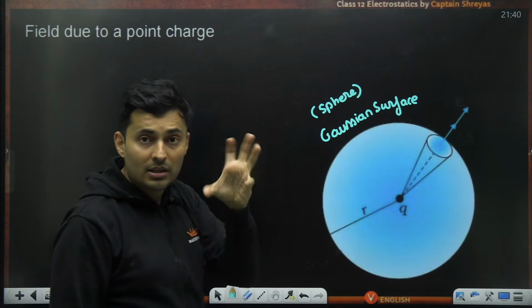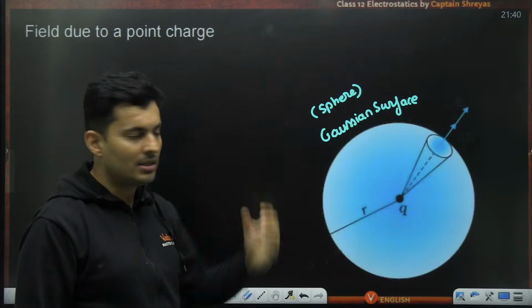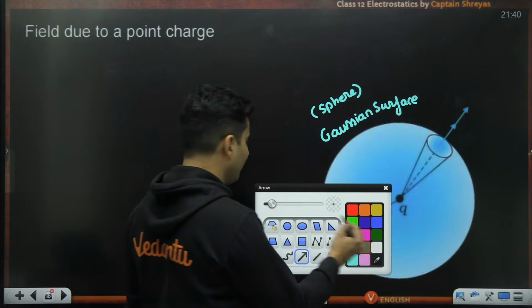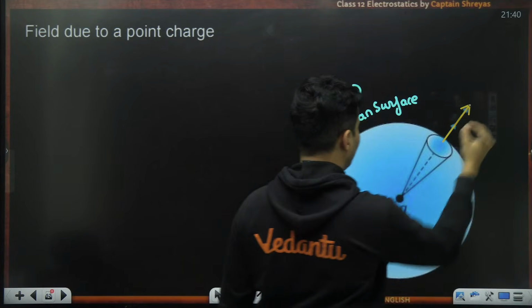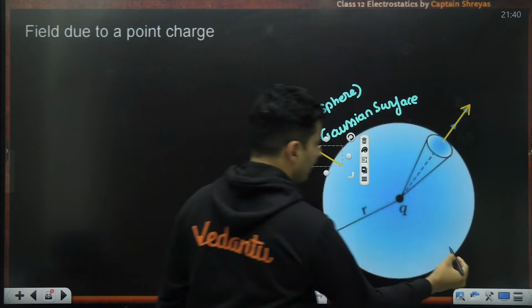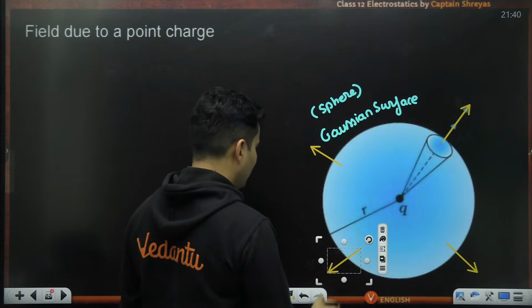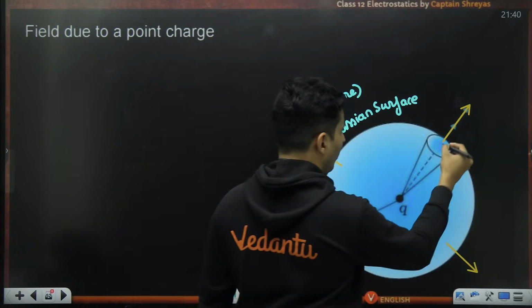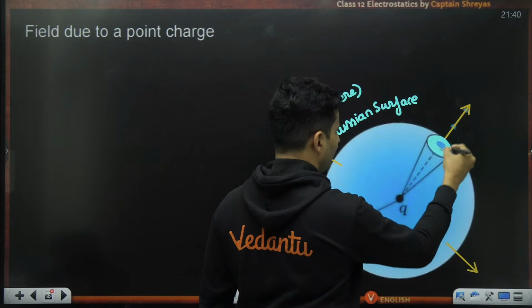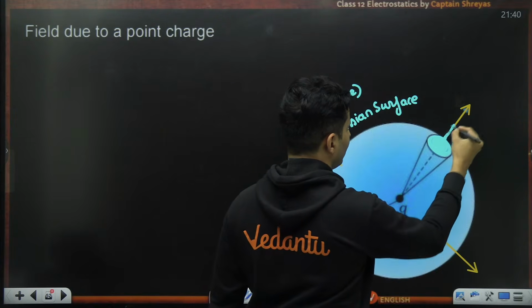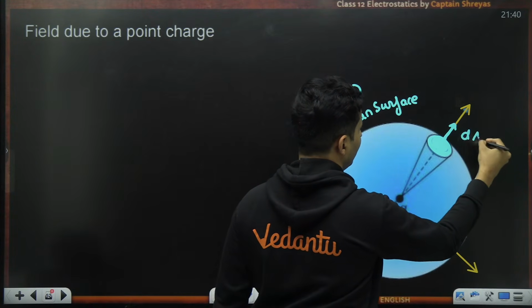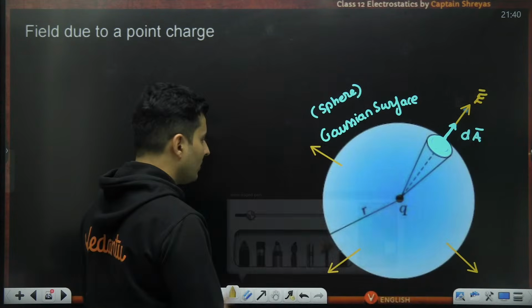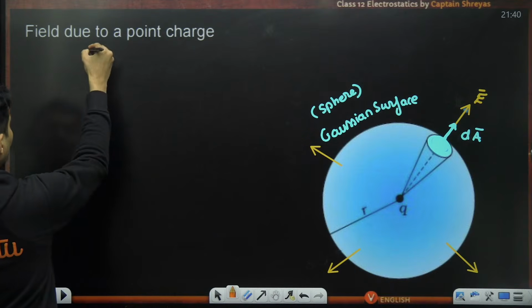It's imaginary. Remember, there is no actual sphere over there. It's an imaginary sphere. And after that sphere is imagined, I will also think about how the field lines will look like. The field will go everywhere in all the possible directions like this. But I'm considering one such small element over here. This element will have a small elemental area which is nothing but dA. The field over there is basically E. So if I start applying Gauss's law, let's see what it will look like.